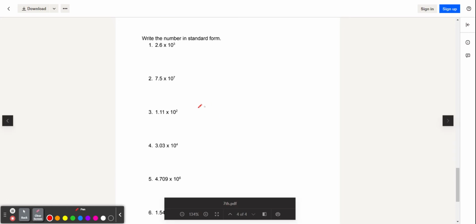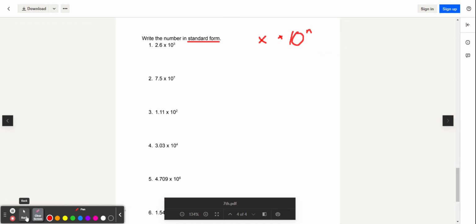Now, this last page is introducing standard form, and all of these problems are written in scientific notation. Scientific notation is characterized by some sort of number times 10 to the power of something else. N will be a whole number. So, why do we use this funky looking format? Well, it's because it helps us represent very large and very small numbers.